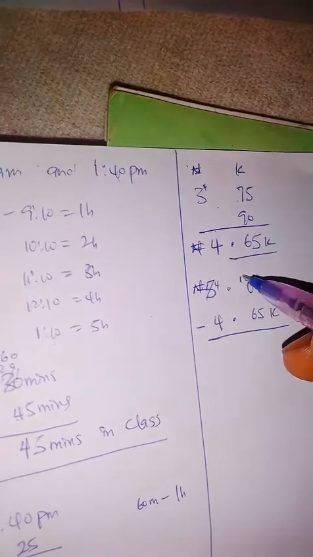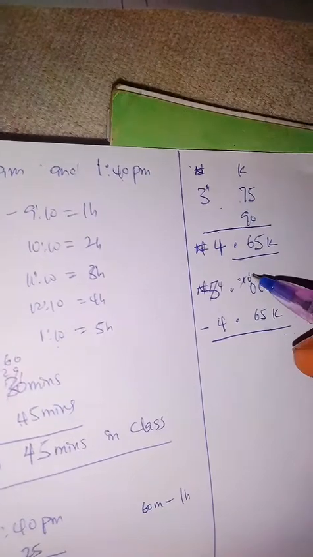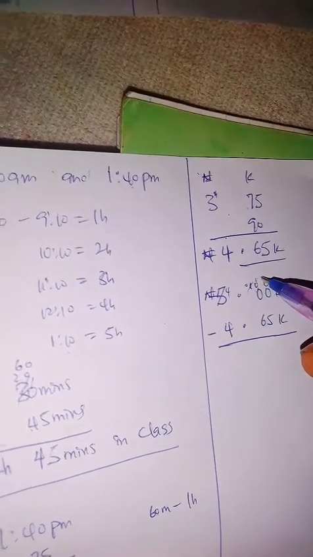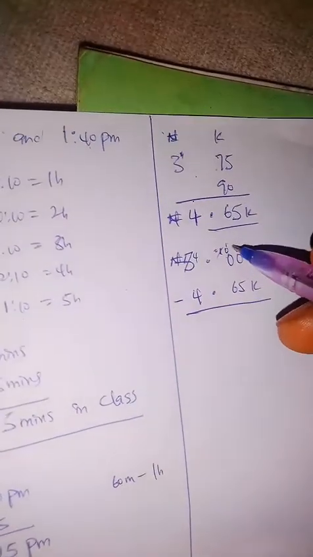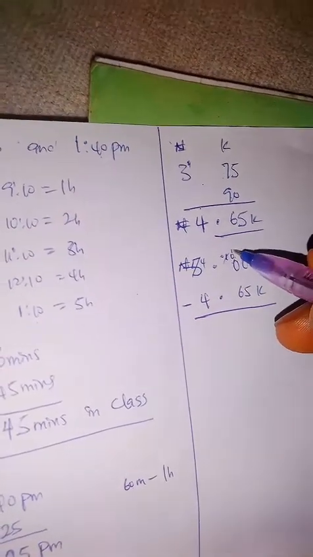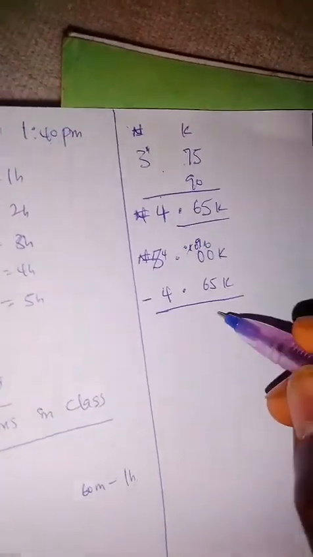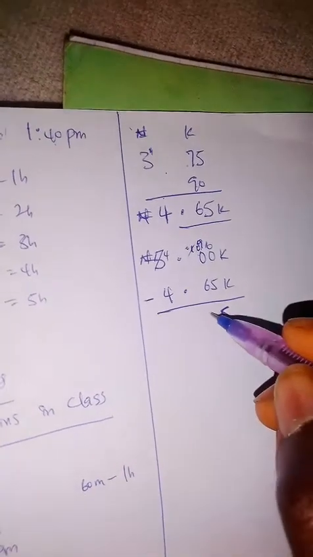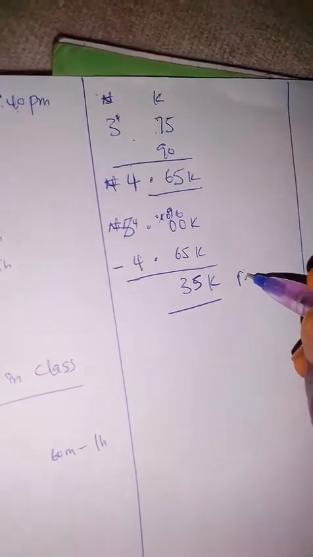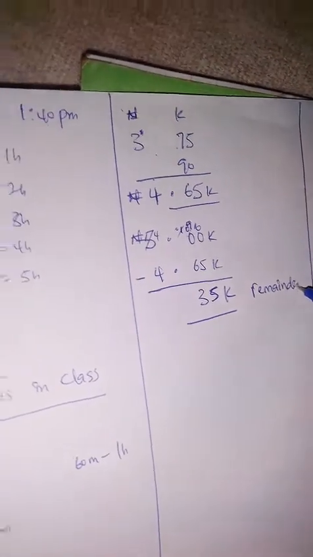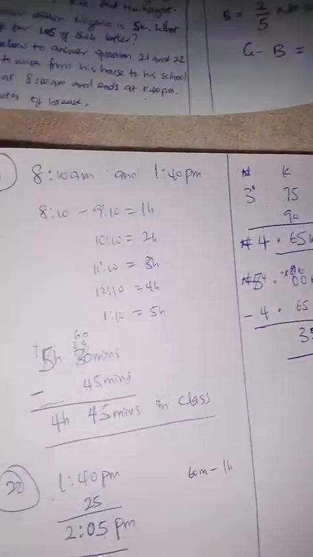So this becomes 0 and this becomes 1. This is 10, so if I cancel, this becomes 9 and this becomes 10. 10 minus 5 is 5. Then 9 minus 6 is 3. So it's left with 35 kobo. His remaining balance is 35 kobo. Number 24.